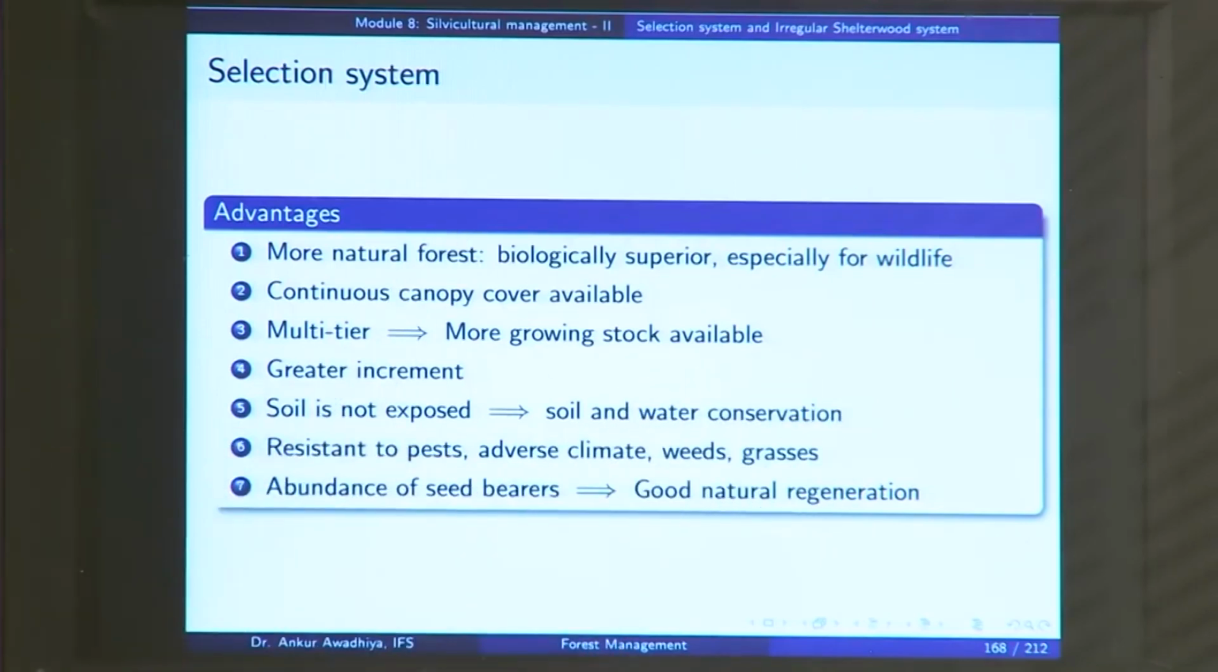So, there is less chance of infestation by weeds or grasses, and it is also resistant to pests, because you do not have a situation in which you have very old trees which have reduced immunity, and so they become very highly susceptible to the pests. So, you have a number of mature trees, a number of young trees, and so this is resistant to the impact of pests. Then there is an abundance of seed bearers which ensures a very good natural regeneration.